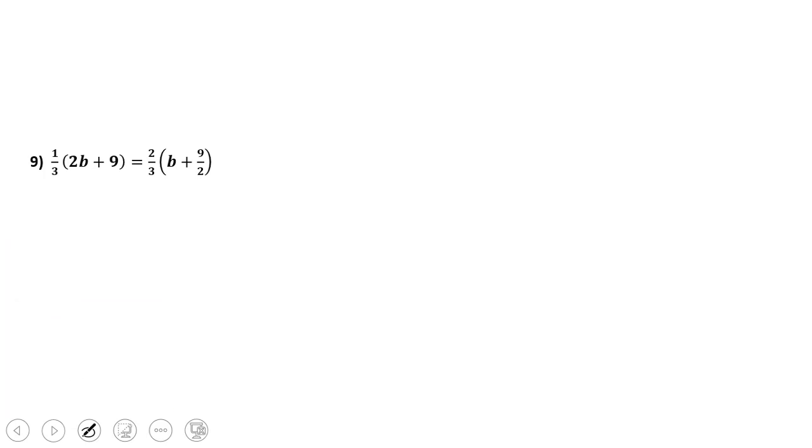You got this. So we're solving equations. What do we do first? We simplify. I see parentheses. I got to get rid of those. So 1/3 times 2b is 2/3 b. And 1/3 times 9, what's 1/3 of 9? Divide 9 by 3 and I get 3. Well, 2/3 times b again is 2/3 b. And 2/3 times 9 halves, well again, the 2's simplify out, 3 goes into 9 3 times. So 2/3 b plus 3 is equal to 2/3 b plus 3.